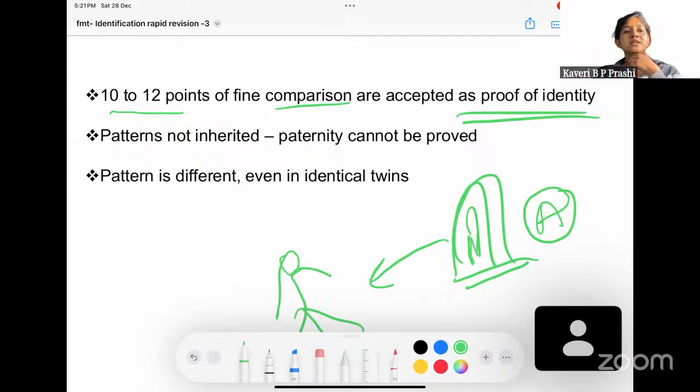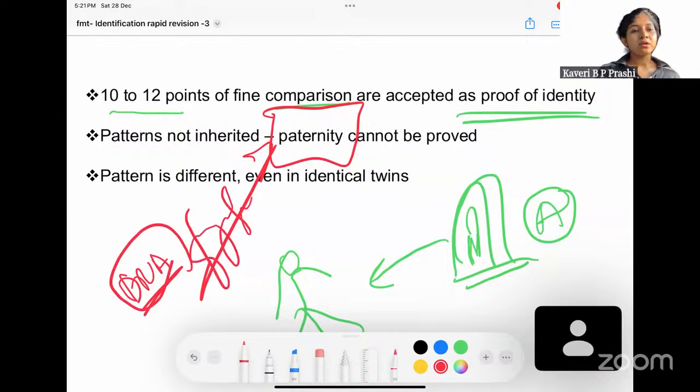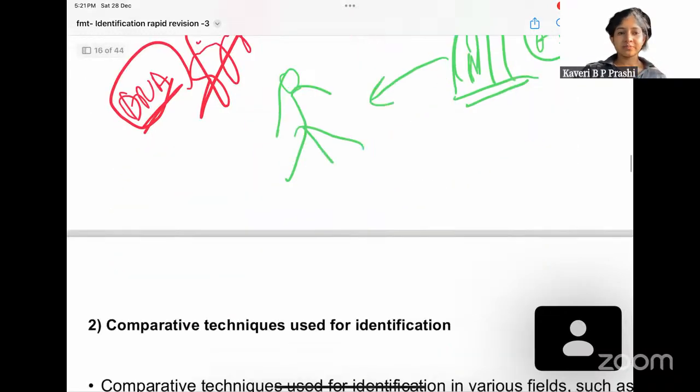So these patterns are not inherited. That is, by looking at the parent's pattern, you cannot say whether the child is theirs or not, because it is not inherited. Therefore, paternity or maternity cannot be proved. How else can you prove paternity? You can do a DNA analysis or DNA fingerprinting in order to prove the paternity. Okay, and as I told you, even in identical twins, the pattern is going to be different.